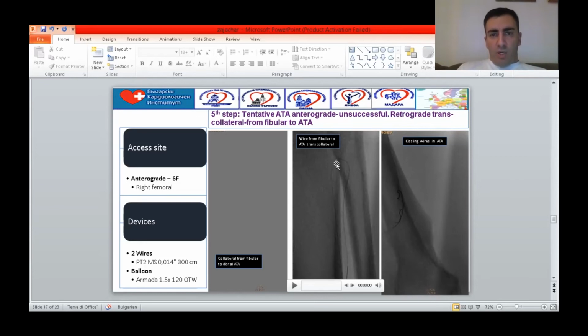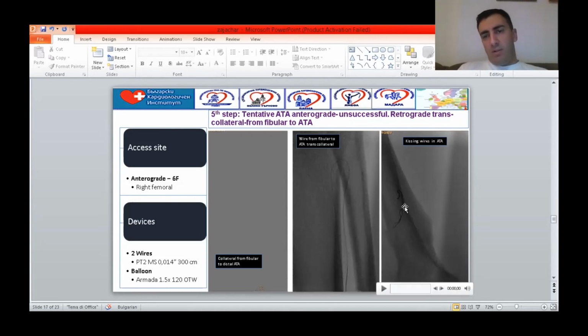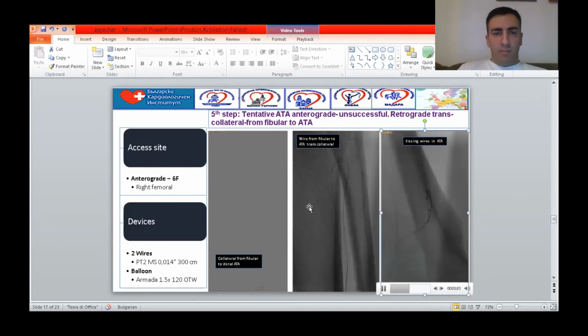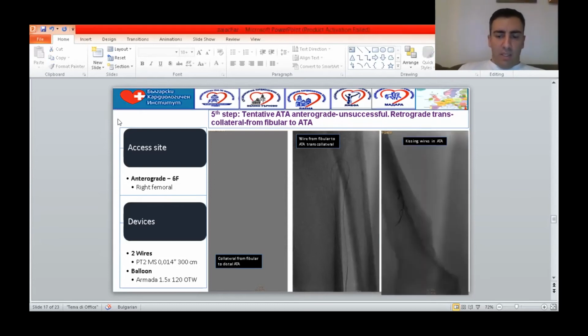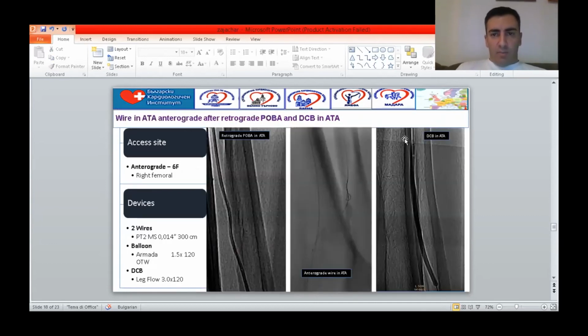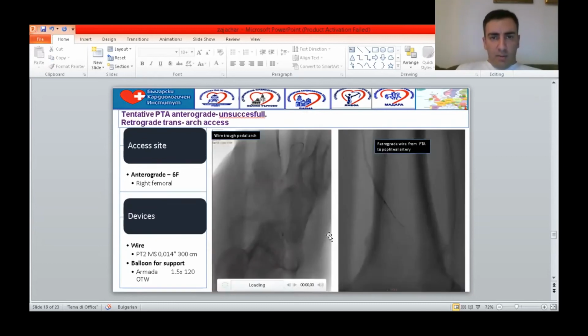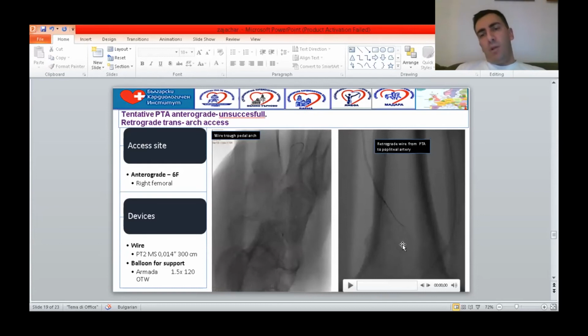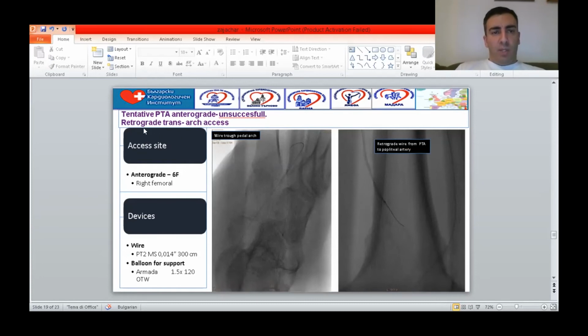So through the collateral from femoral artery, we pass to the anterior tibial artery, and this is a kissing wire in proximal tibial artery, anterior tibial artery. We succeed to pass with the wire. We made the pre-dilatation and dilatation with drug-coated balloon. And after we open anterior tibial artery, we go retrograde through pedal arch to the posterior tibial artery.